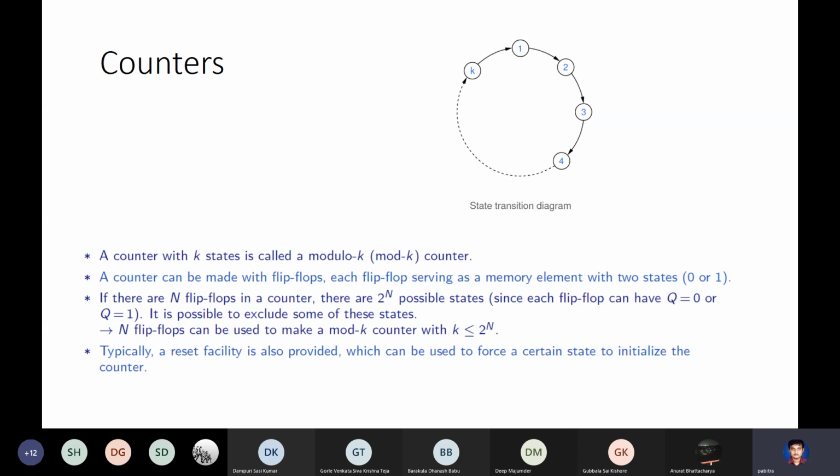So if J is 0 and K is 0, the output is unchanged. If J is 1 and K is 0, the state is set to 1. If J is 0 and K is 1, the state is set to 0. If J is 1 and K is 1, the state flips. It complements.